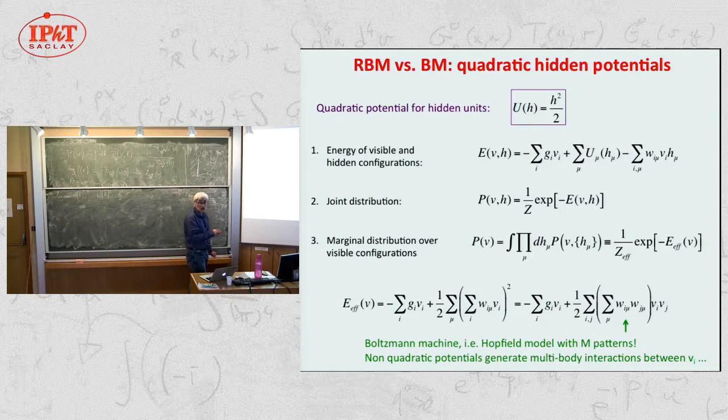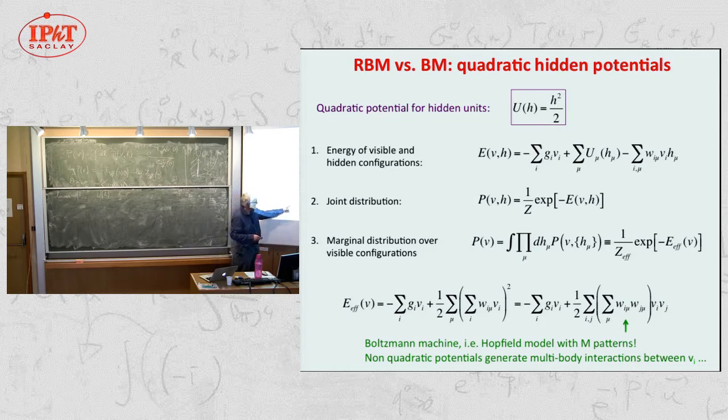And if I compute the marginal, then I have to integrate over the h's to get the effective energy on the visible units. Now in the particular case where u of h is h squared over 2, this integral is purely Gaussian. So this is very easy to do. In fact, it's a very simple Gaussian integral because all hidden units are decoupled from each other. So what we get in this effective energy is the local term, which is not affected by the integration, plus this linear term here, which is squared.